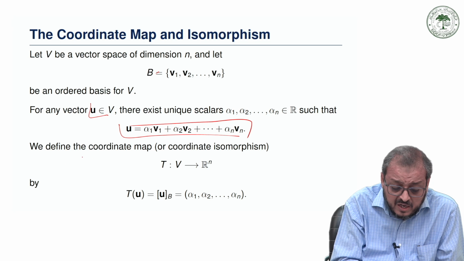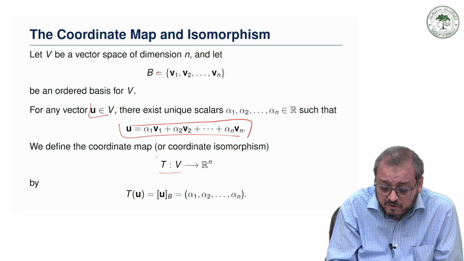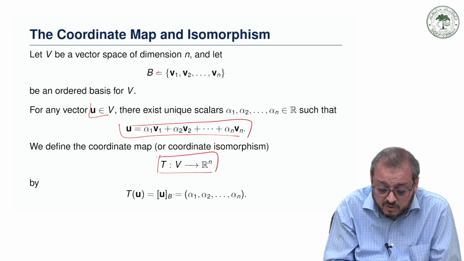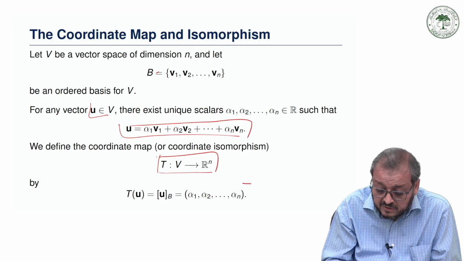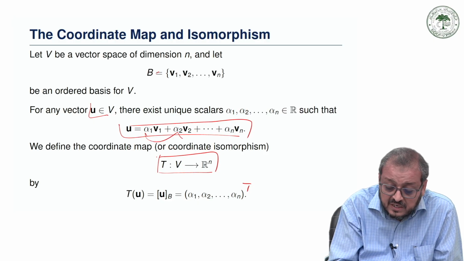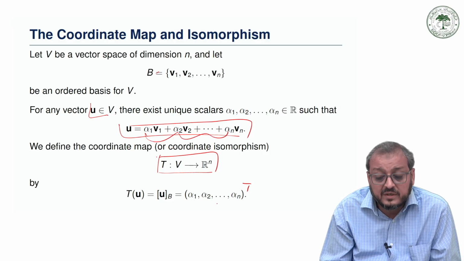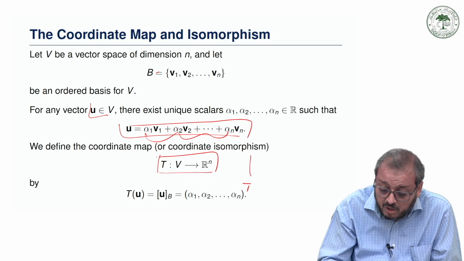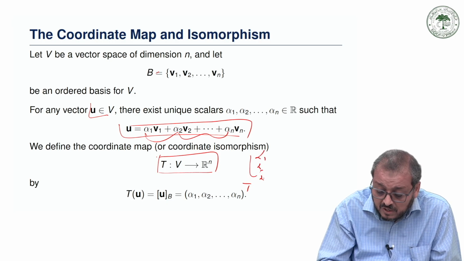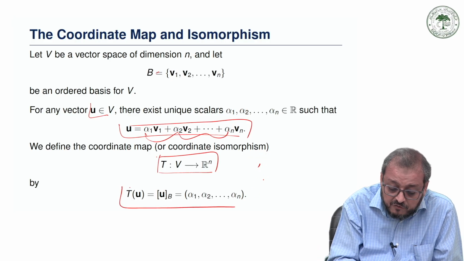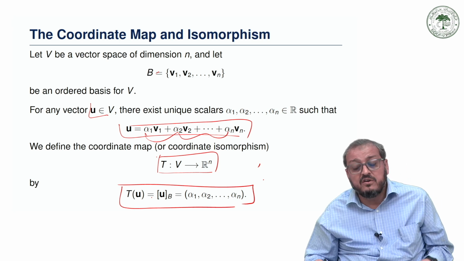If we define a coordinate map T from V to R^n such that T of u is a coordinate vector, you know what the coordinate vector is? It is nothing but alpha 0, alpha 1, alpha 2, up to alpha n; these scalars are called the coordinates of this vector. If we write it in matrix form, we write it as a column of alpha 1 up to alpha n, and similarly the corresponding second column and so on. Thus T of u is defined in the form of a coordinate vector.